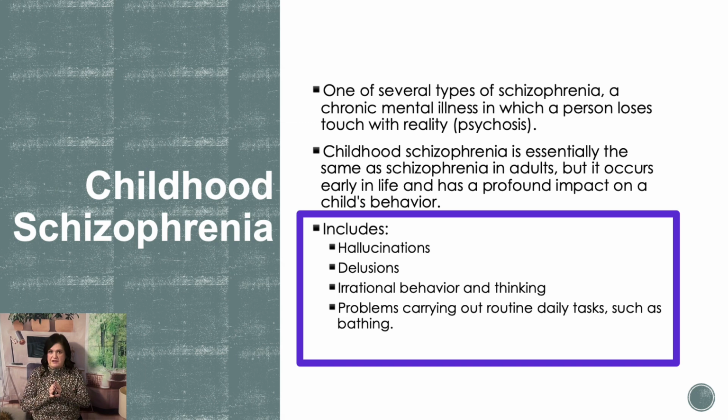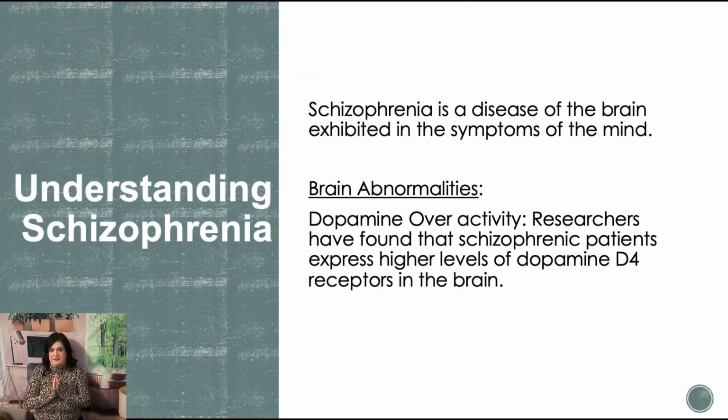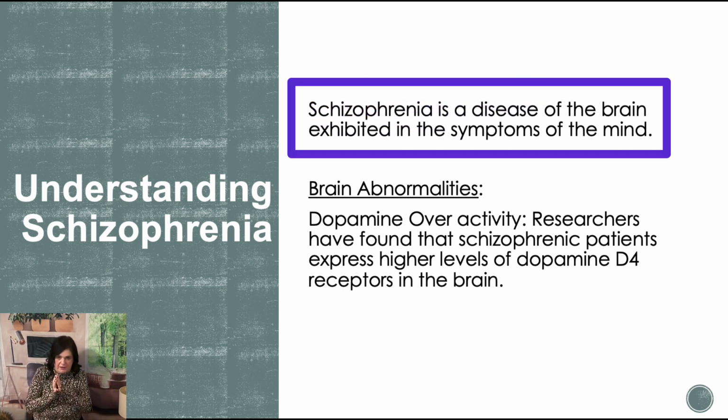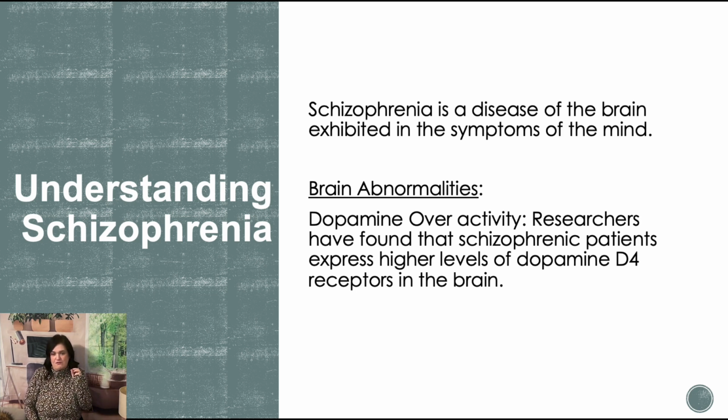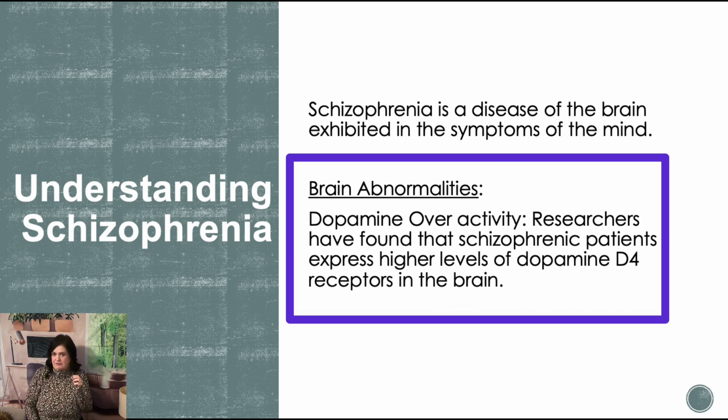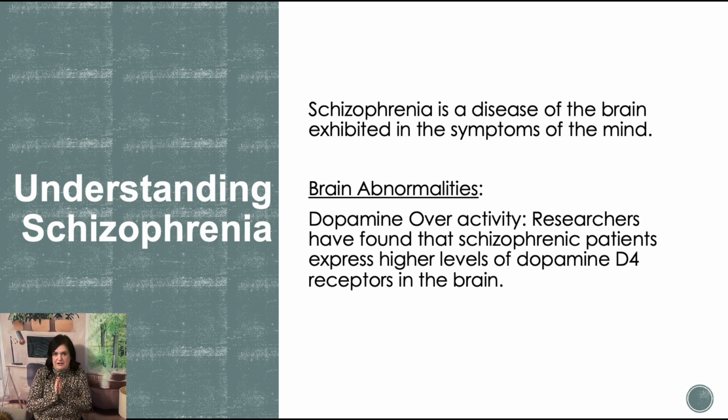Understanding schizophrenia. We've got to understand the brain of a schizophrenic, just like we have to understand the brain in other disorders like depression. It is a disease of the brain exhibited in the symptoms of the mind. So there are actually brain abnormalities with schizophrenia. There's an overactivity of dopamine, right? We learned that early back in the first 2 units. You need to highlight, underline, star, big star, okay? The most important thing you need to understand about schizophrenia.